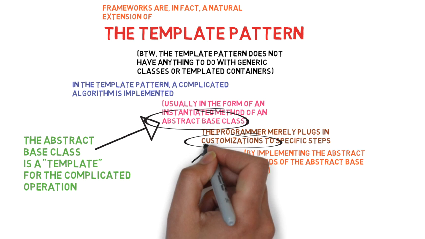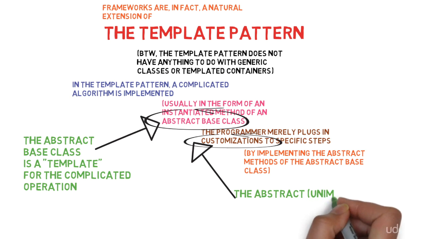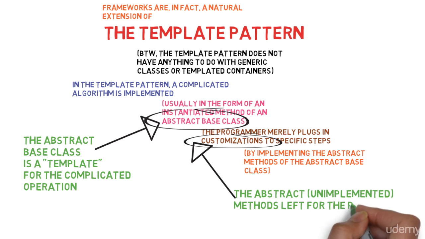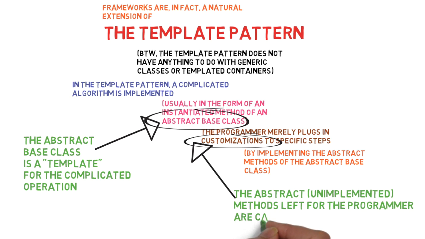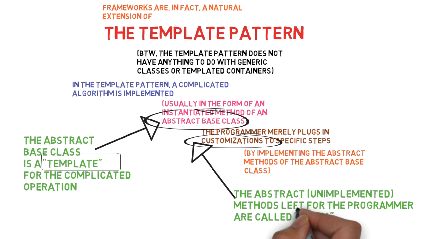Customizations are specified by the abstract or the unimplemented methods in this abstract base class. So all the unimplemented methods in the series of steps which complete the algorithm are left for the programmer. And these are called hooks. So a template pattern is made up of a template, which is the series of steps, and hooks, where a programmer can plug in his customizations. This combination of template and hooks allows a nice medium where a programmer doesn't completely have to rely on a pre-canned algorithm provided by someone else. He's allowed to customize the interesting and the complicated bits using hooks.